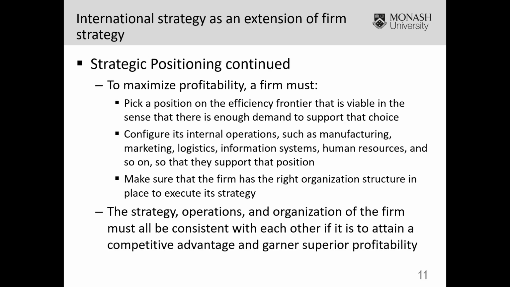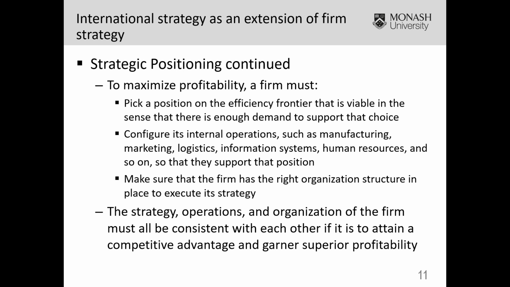You position your firm to maximize profitability, which means you're configuring all the internal aspects of your value chain to achieve the greatest value added through your processes, either through cost reduction or through differentiation. You're accessing others' value chains, sometimes in your supply chain. The value chain of your internal operations is manufacturing, marketing, logistics, information systems, human resources, etc.